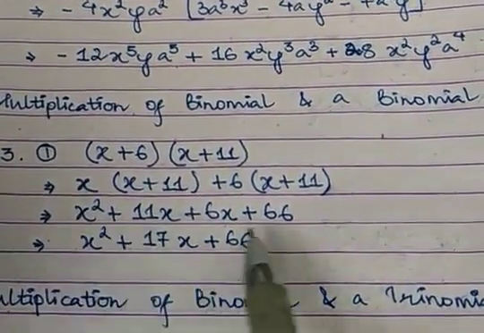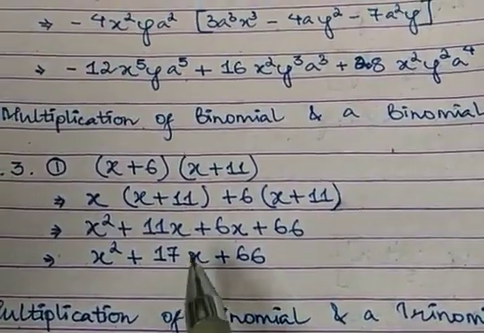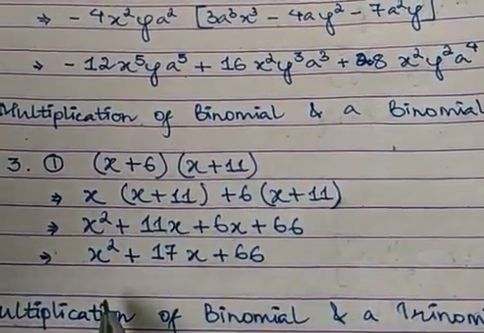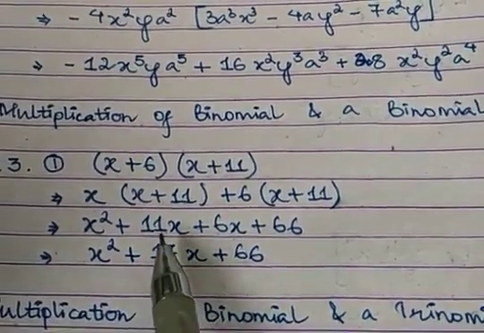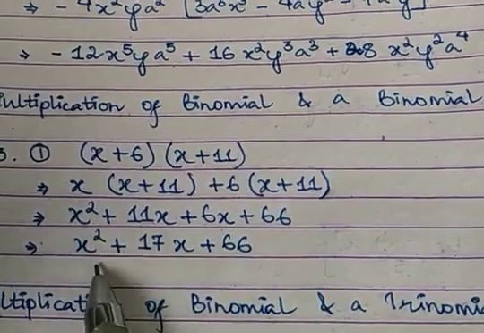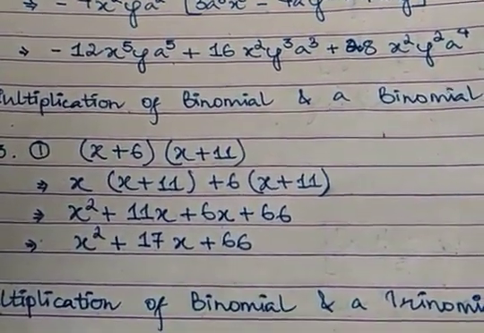See, are we done here? No, we are not. Why? Because of these two terms. They are like terms with same signs. So same signs added, sign remains same, we know that. So it is plus 17x. Okay, so the answer is x squared plus 17x plus 66.